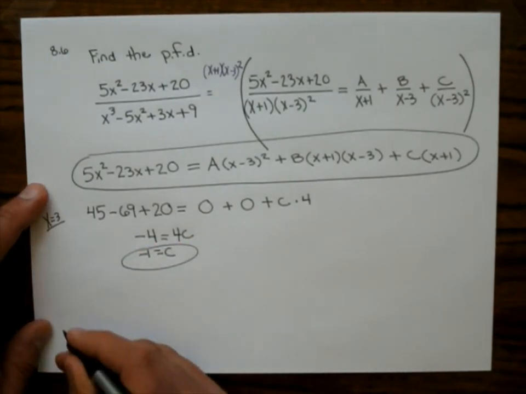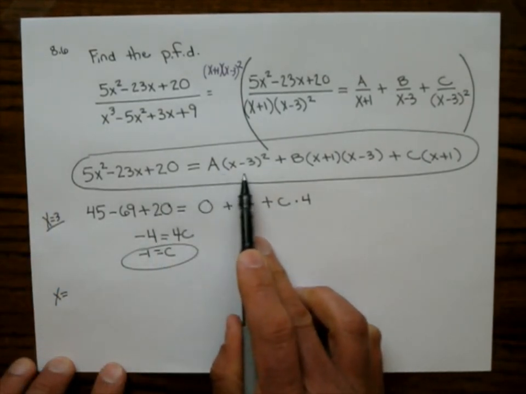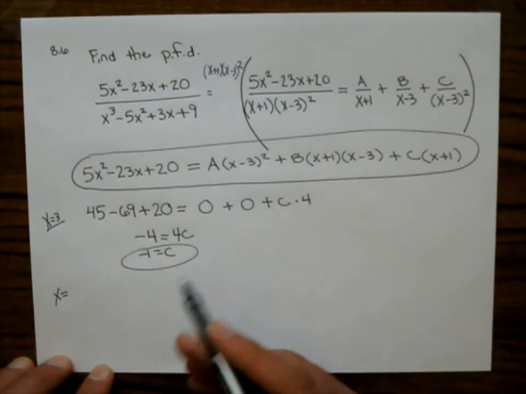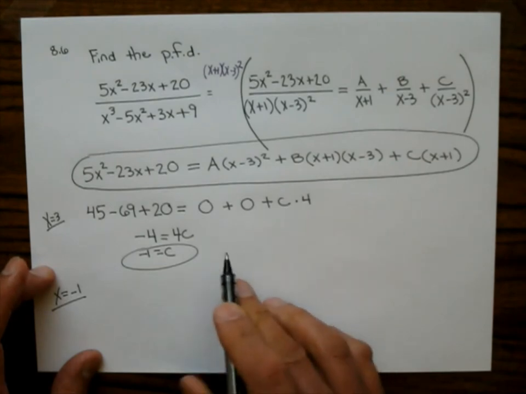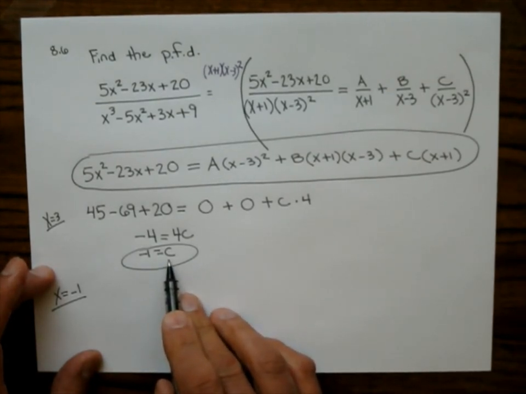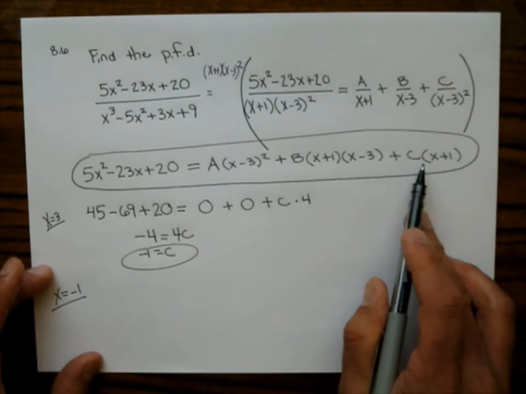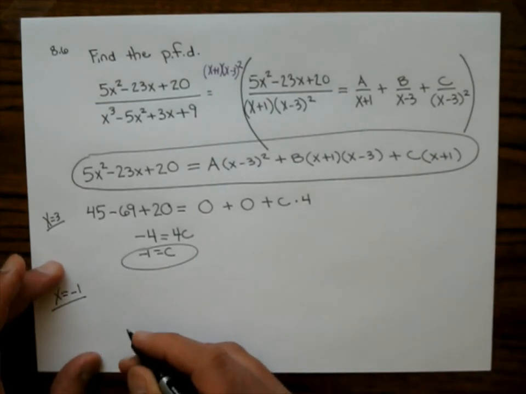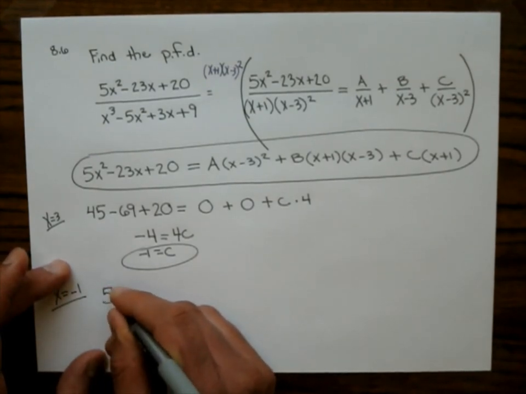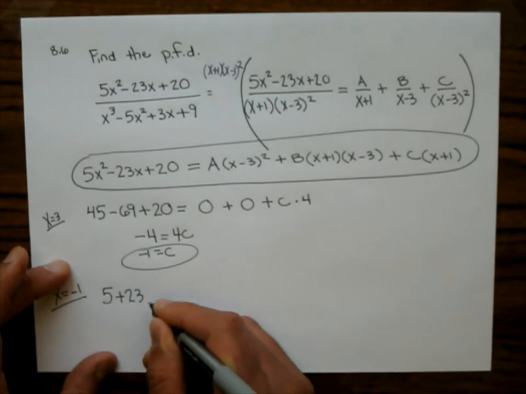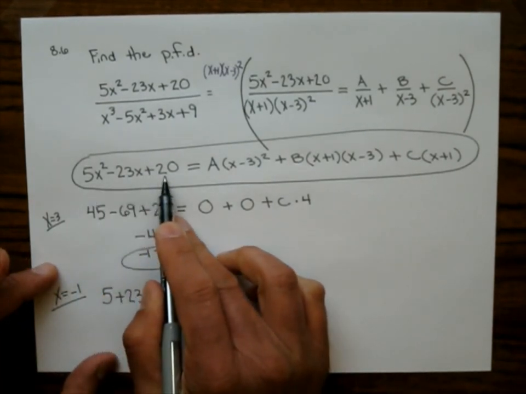Let's go ahead and plug another value of x into that equation that has a circle on it. Maybe x equals negative 1. This is called the chipping away method because you're chipping away and solving for each of these letters. Some teachers would say multiply out the right-hand side and set up a system of equations. Very cute, but that's not going to work here. So we have 5 plus 23 plus 20 when I put negative 1 into the left-hand side.